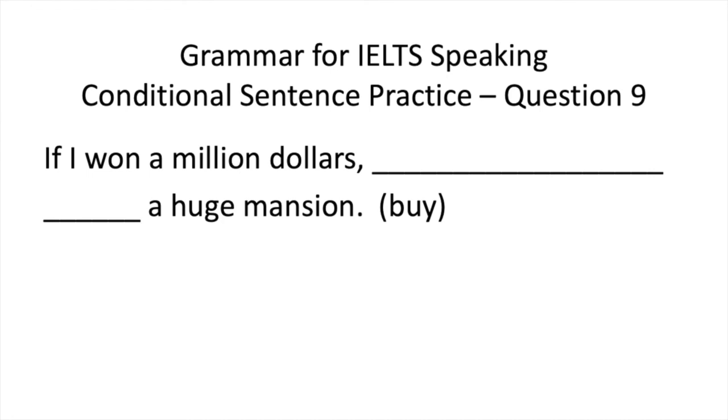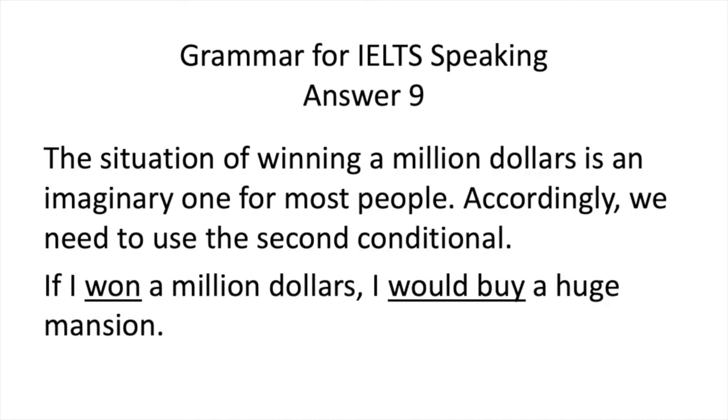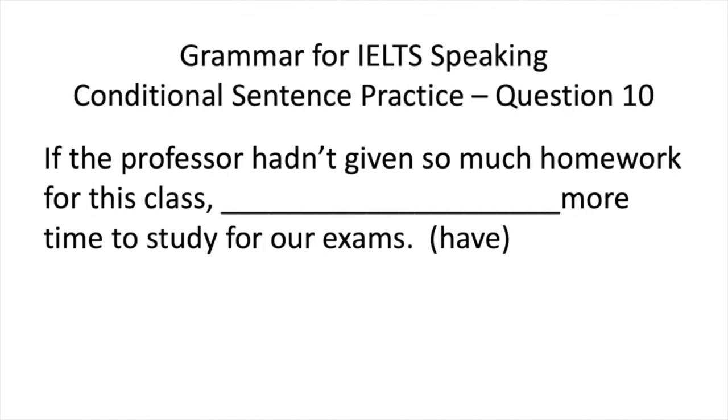Let's have a look now at the IELTS speaking grammar question number 9. Please pause to answer. Let's have a look now at the answer to question 9. The situation of winning $1 million is an imaginary one for most people. Accordingly, we need to use the second conditional. The answer is, if I won $1 million, I would buy a huge mansion.